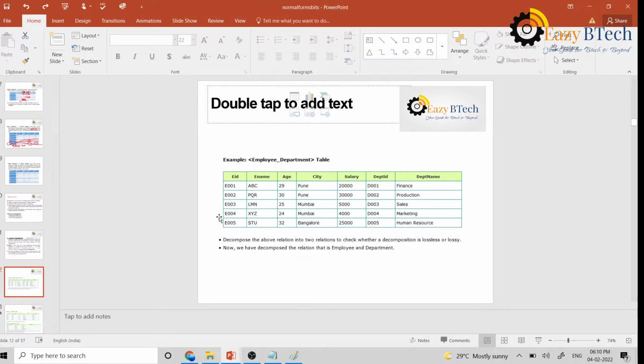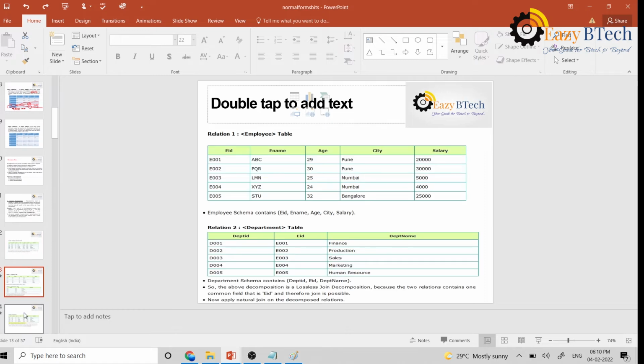In this example, the employee table, how many attributes, how many columns? 1, 2, 3, 4, 5, 6, 7. What is the problem here? We are dividing it into an employee table and a department table. The employee schema contains EID, E-name, age, city, salary. The department table contains department ID and employee ID.